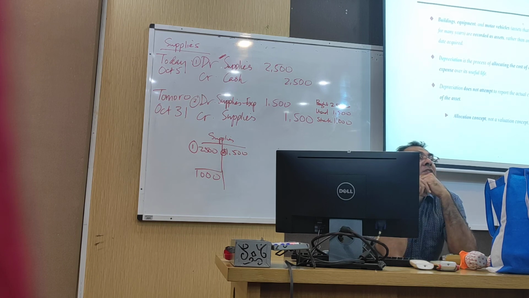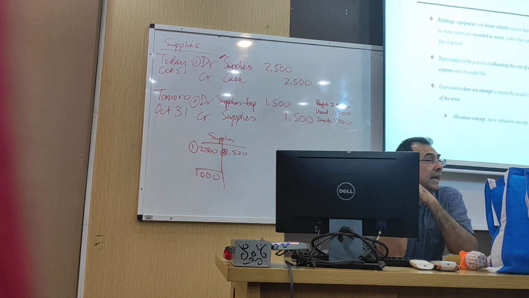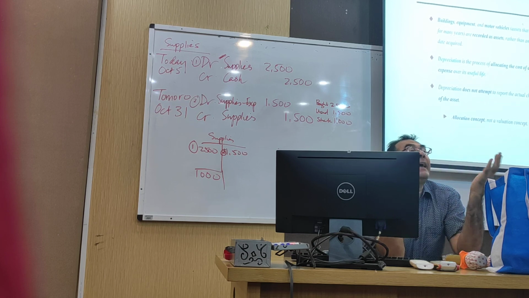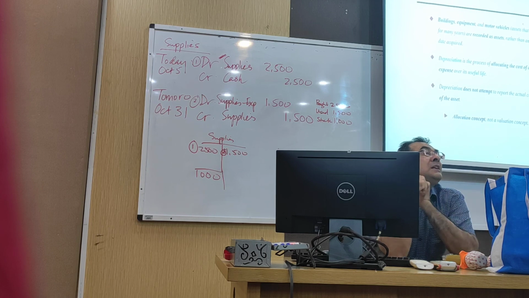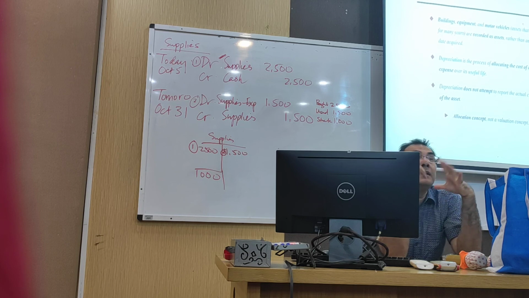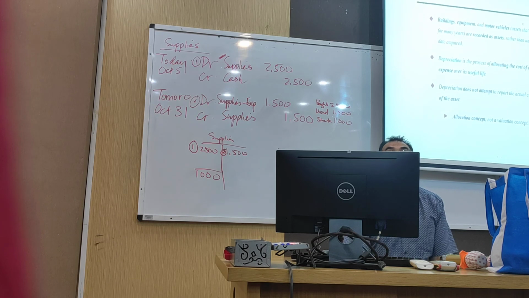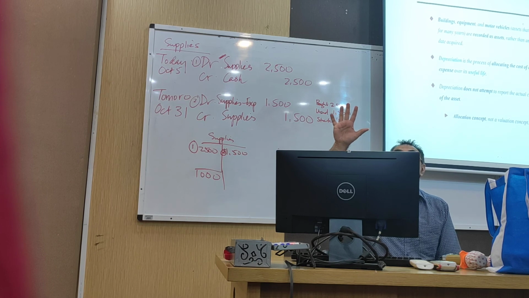Alright, so depreciation actually is not a valuation concept, it's a cost allocation concept. So when I buy the motor vehicle for my business, I must decide how long I'm going to use it. Maybe 8 years, 10 years. If I bought it for 30,000, it means every year I will record a depreciation expense of 3,000. If I bought equipment for $40,000 and I said I'm going to use it over 8 years, it means every year my depreciation expense will be 5,000.